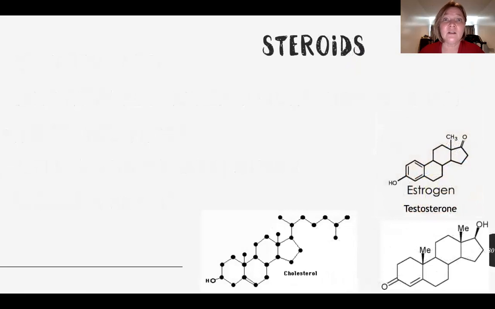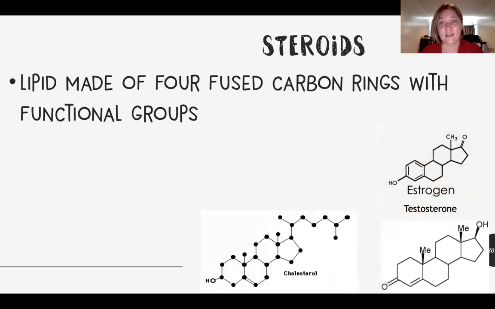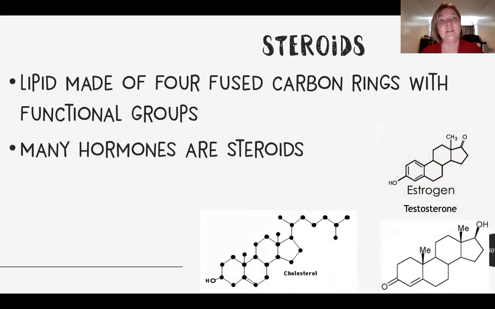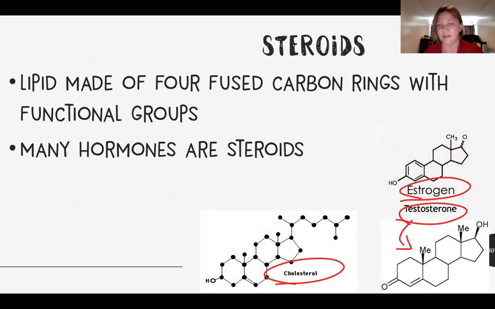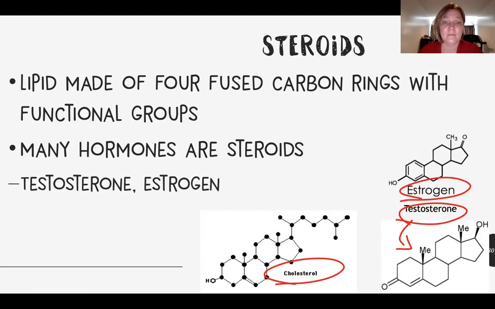All right, now the fourth class of lipid is still nonpolar, but it does not contain fatty acids at all. It is four fused carbon rings with functional groups attached to them. A lot of our hormones are steroids. You can see here we've got cholesterol, estrogen, and testosterone is the one down here. A lot of our hormones are actually cholesterol based. So our body uses cholesterol and then converts or adds functional groups to it to create the other hormones.